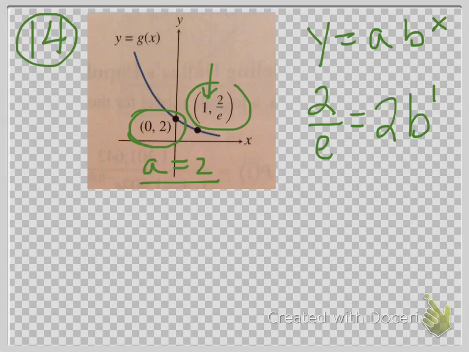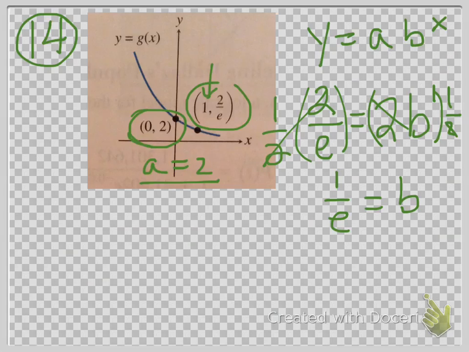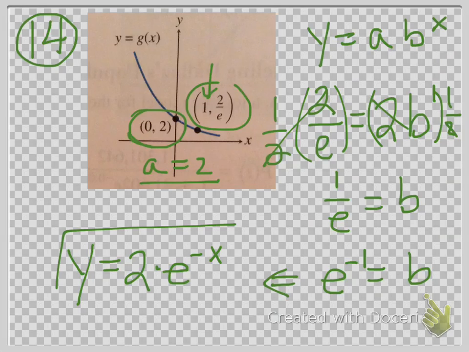So then you can think of this as multiplying each side by half or dividing by 2. But if we multiply by half, we get rid of the 2 on each side, and we're left with 1 over e equals b. And just like we did on the last one, we're going to rewrite this as b equals e to the -1, which gives us our final equation, that y equals 2 times e to the -x. That's all you have to do for that one.